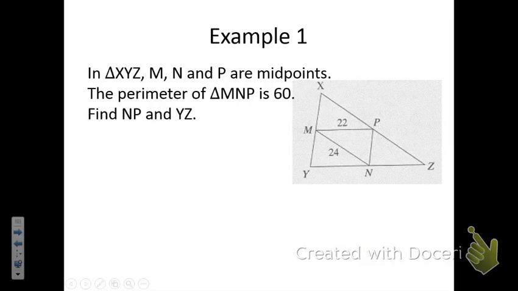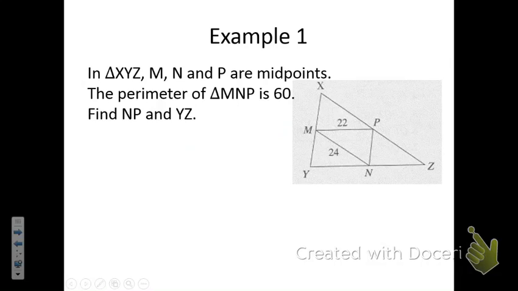All right, so in our first example, it says in triangle XYZ, so that's my larger triangle, N and P and M are midpoints. Okay? Then it's telling me the perimeter of MNP, that's the small triangle, is 60. It wants me to figure out NP and YZ. Okay. All right, so let's start with what we know. If M, N, and P are midpoints, then what do we know? Well, if I know I've got midpoints, then what else do I know I have? Yeah, I've got some congruent pieces.